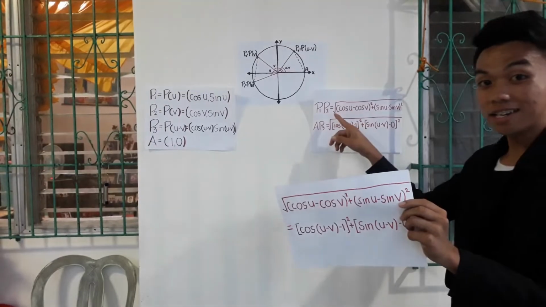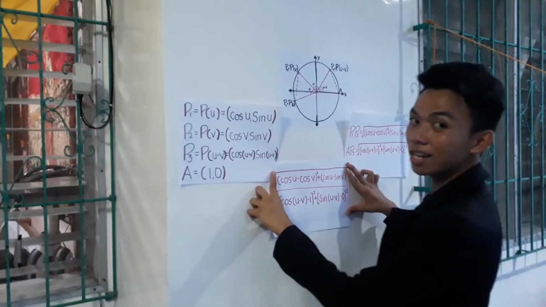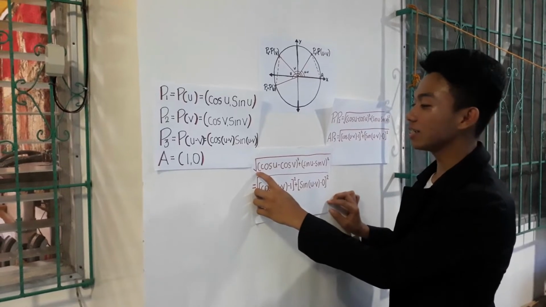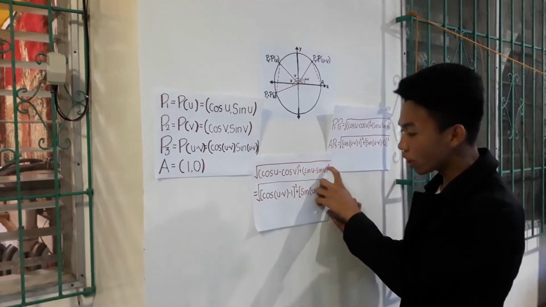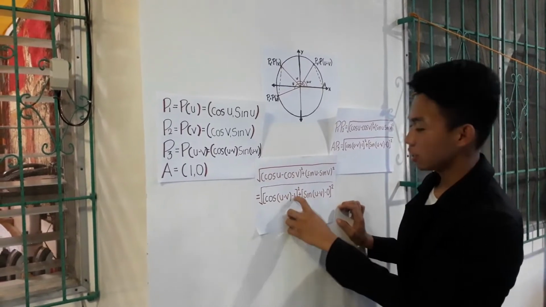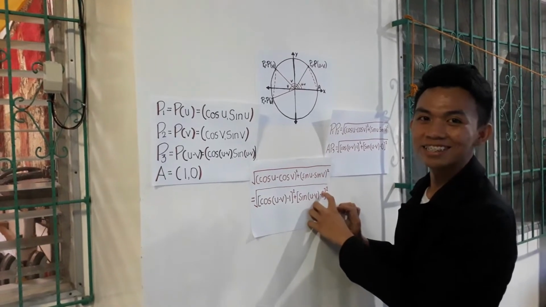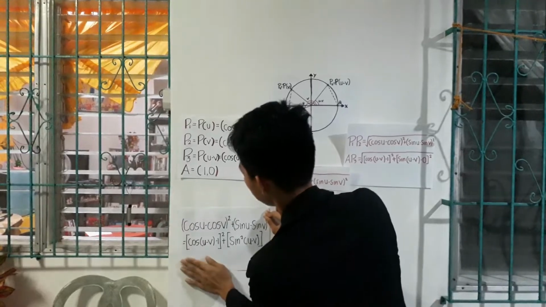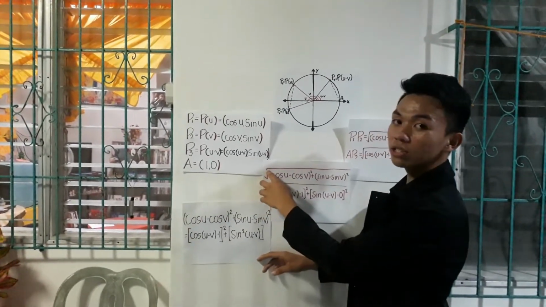As I said, these two sides are equal, so we have to equate these two equations. The square root of the quantity cosine U minus cosine V squared plus sine U minus sine V squared is equal to the square root of the quantity cosine of U minus V minus 1 squared plus the quantity sine of U minus V minus 0 squared. This is the result when we equate these two equations. Then we cancel out the radical sign.